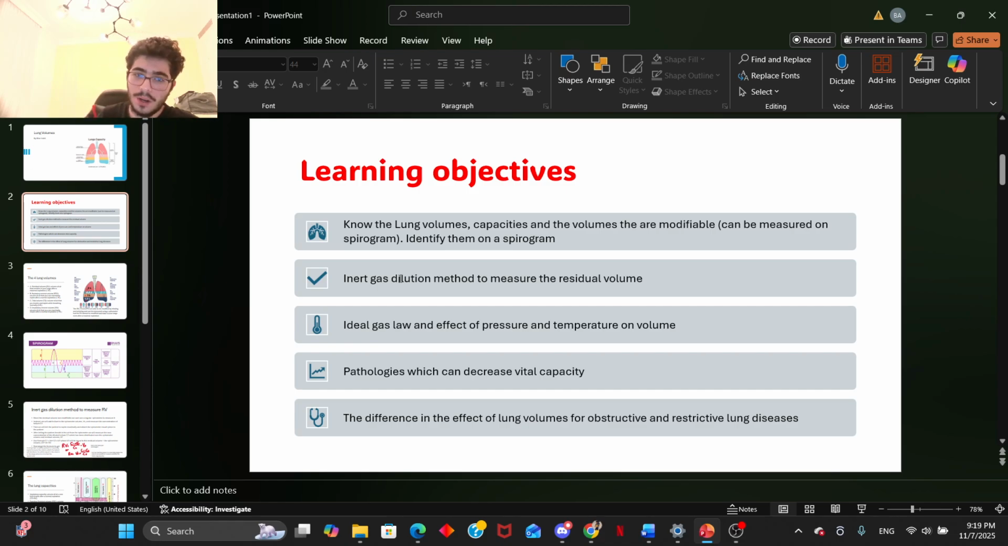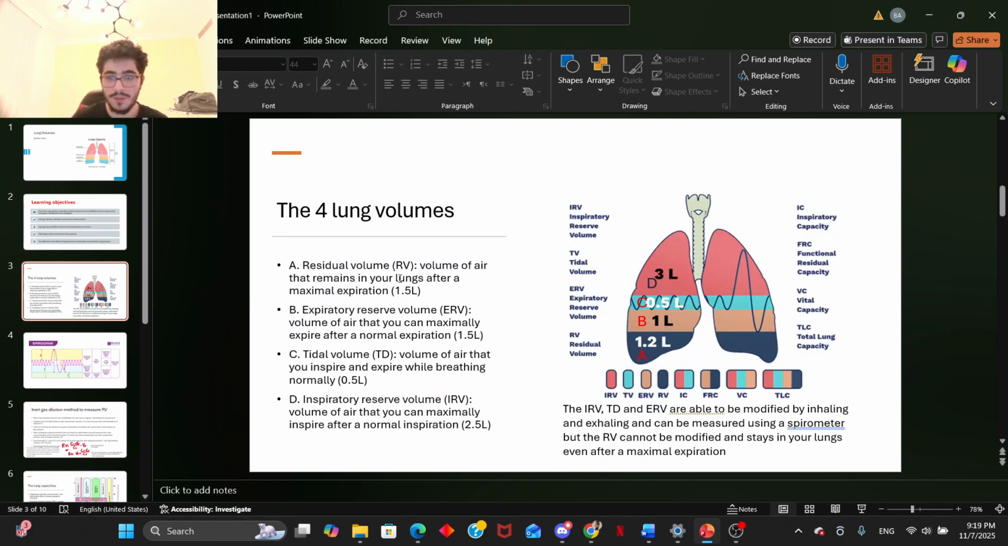You have to be able to measure, you know, the inert gas dilution method to measure the residual volume. And then the ideal gas law and the effect of pressure and temperature on the volume that we measure, pathologies which can decrease the vital capacity, and the difference in the effect on lung volumes between obstructive and restrictive lung diseases. Okay, so first we're going to start with the four lung volumes, and this is pretty easy.